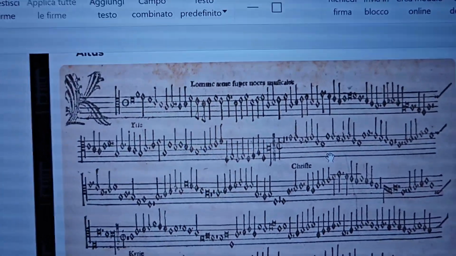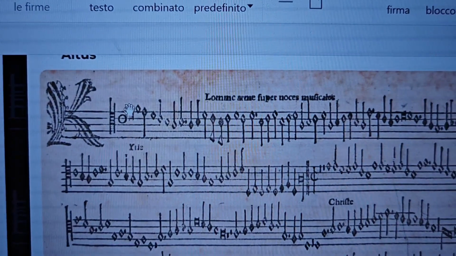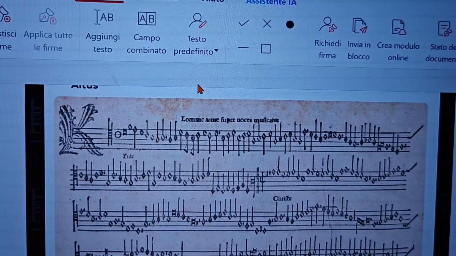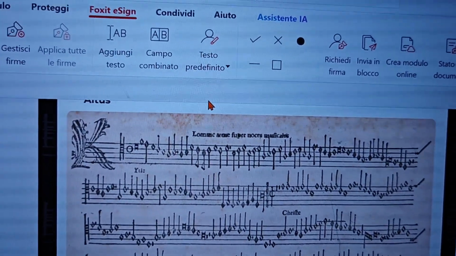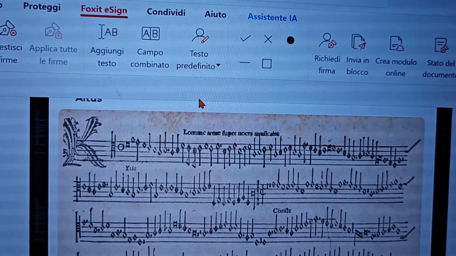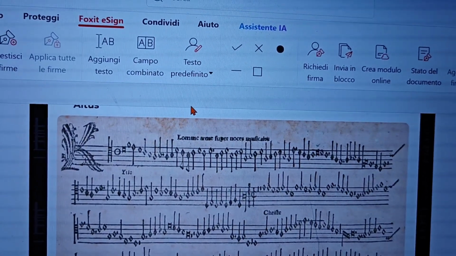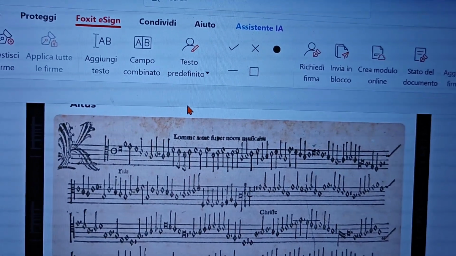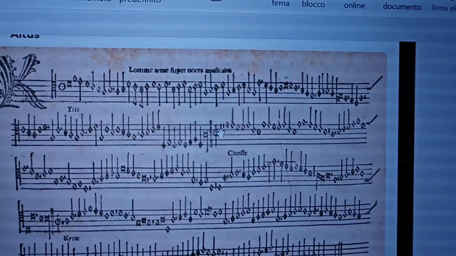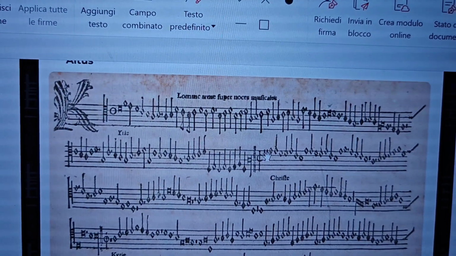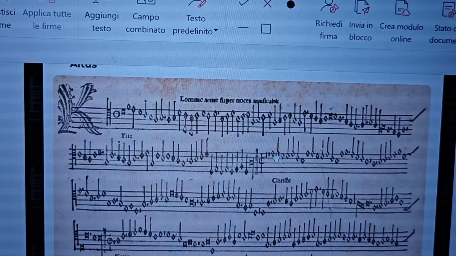So the beginning is very slow. Let's sing the beginning. Re, fa, la, sol, fa, mi, re, mi, sol, fa, mi, fa, sol. Here, let's arrive here. Re, la, sol, la.